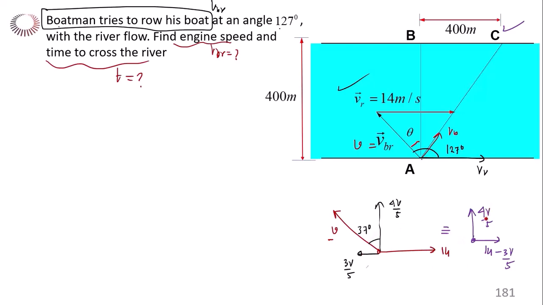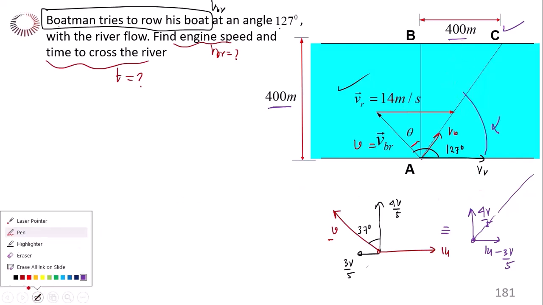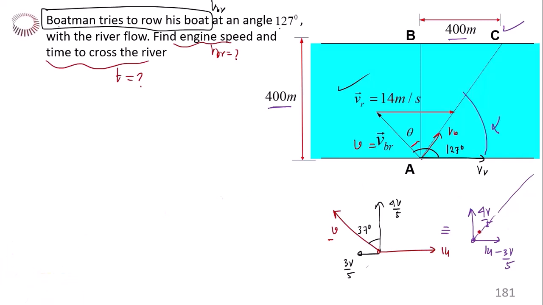Now, the resultant of these two is making an angle. Let us say this angle is alpha. So, what is that alpha angle? Alpha is 400 by 400. If I consider the triangle ABC, so alpha becomes 45. In triangle ABC, tan alpha is 400 by 400. So, that means this angle is 45 degrees.